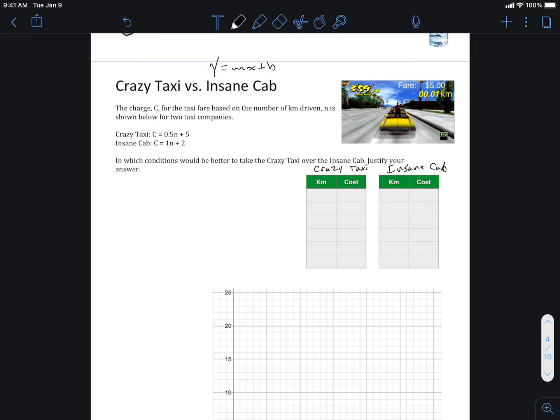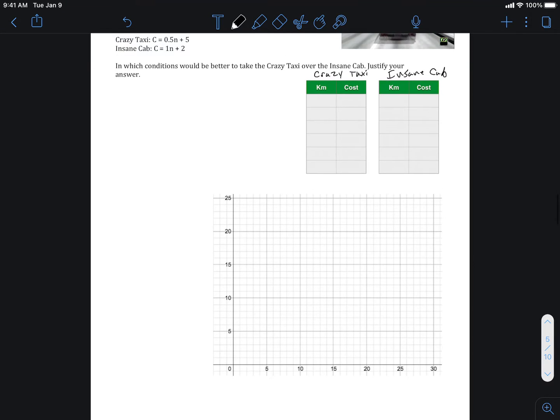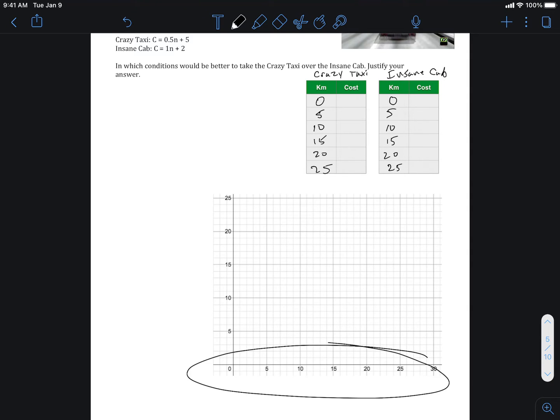Okay. Now, what I want you guys to do is, well, how much is it going to cost me when there's zero kilometers for both of them? That's your question. And then you could go up by, I don't know, 5, 10, 15, 20, 25, in both of them. I'm choosing those numbers because I'm just looking down here. And then I'm going to see how much it's going to charge me.